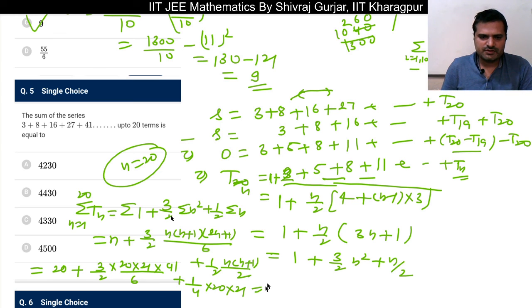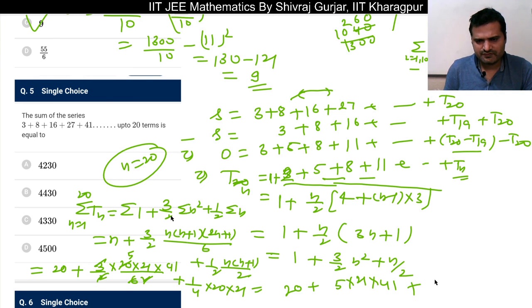Now we have to find its value. So this is 20 plus 3 into 2, 4, 20 will be 5, so we have 5 into 21 into 41 plus 5 into 21.